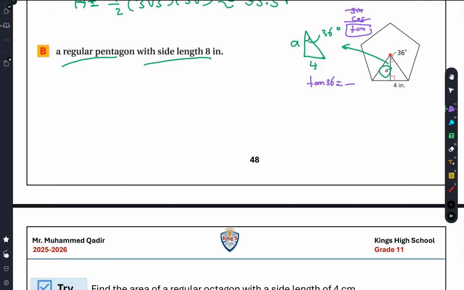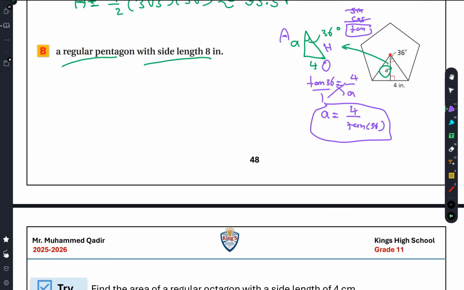Students, in order to find out the value of A, we know that tan of 36 equals opposite over adjacent. This is opposite to the angle, and this is adjacent, this is hypotenuse. So opposite 4 over A small. So by cross multiply, A equals 4 over tan 36. Always tan is going to be the denominator. So this is going to be the value of A.